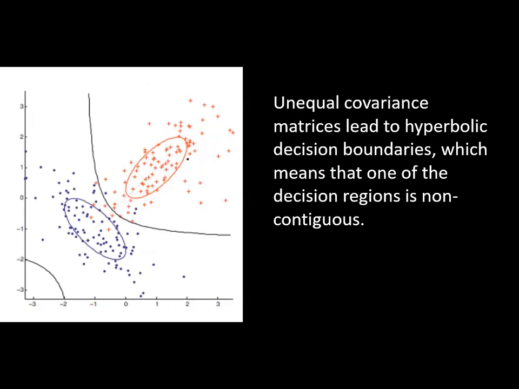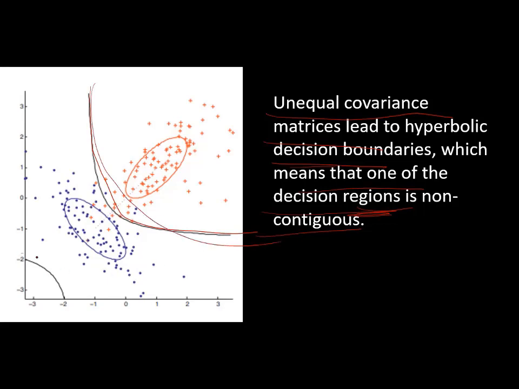And the third variant is, unequal covariance matrices lead to a hyperbolic decision boundary, which means that one of the decision regions is not continuous. This is called hyperbolic. This is what you have to write when you are asked a question like this, right? Hope you understood. Thank you.